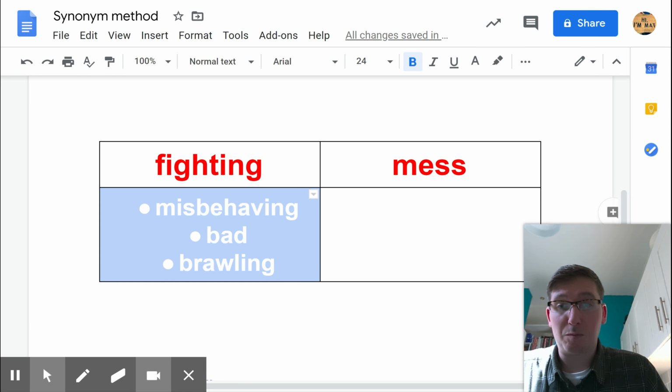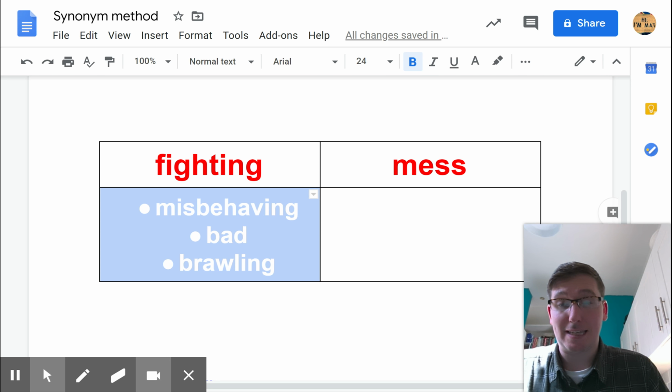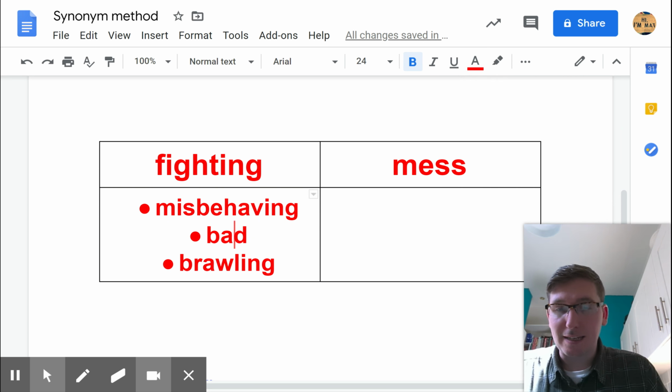And another word that's probably the best synonym of them all, brawling. It's the most like-for-like comparison. So with your synonyms, just be aware, you won't always have 100% like-for-like similarity between the words. I mean, bad doesn't mean it's fighting. Misbehaving doesn't mean it's fighting, but they're similar. They're similar ideas, and that's what you need to do. I'll colour those in. So they're my synonym words just for fighting, all done.